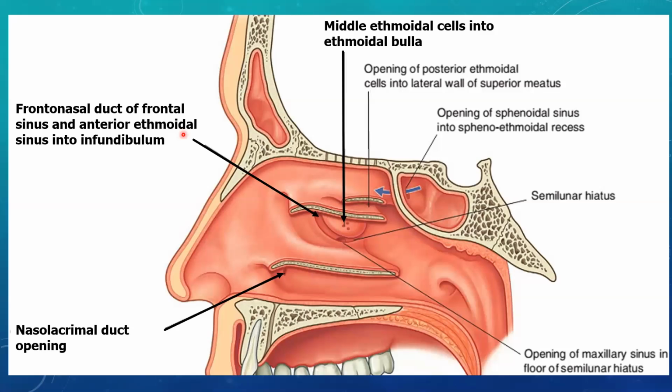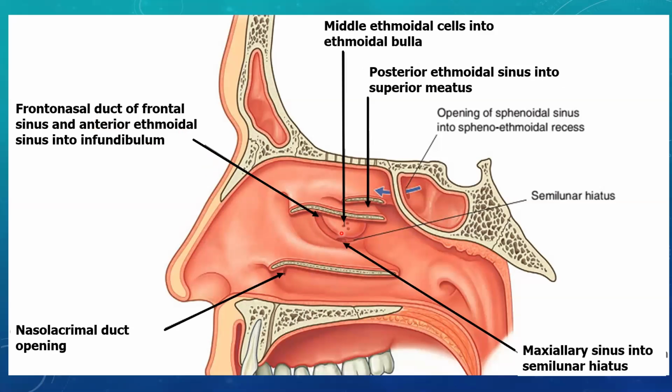Ethmoidal sinuses are present in three groups: anterior, middle, and posterior. The anterior ethmoidal sinus and the frontonasal duct open into the anterior end of the infundibulum in the middle meatus. Now, the maxillary sinus, which is the largest, most important sinus, opens into the semilunar hiatus, in the middle part.